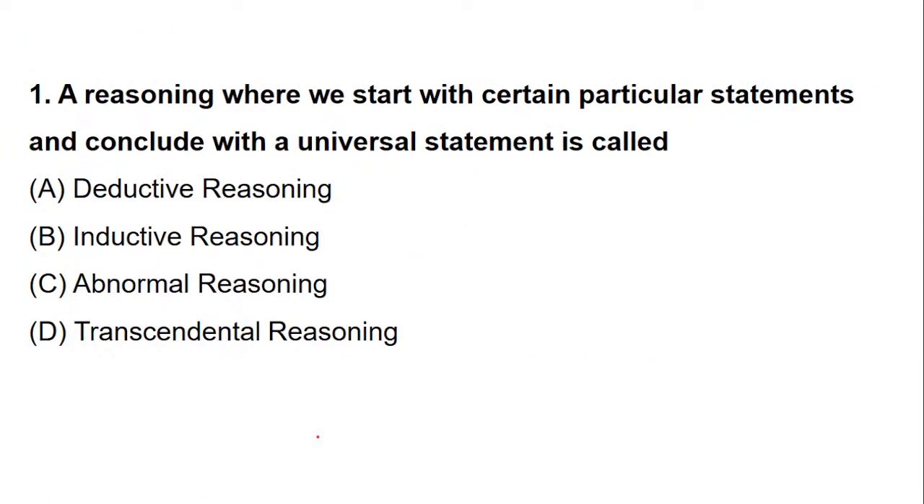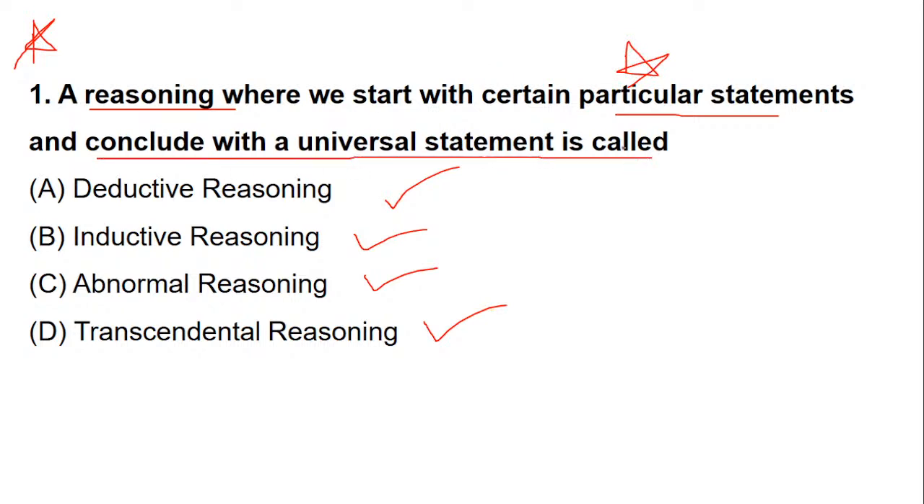So let's start with the first concept, that is reasoning. They have a reasoning question where we start with a particular statement and we conclude with a universal statement. Many times, this type of question is seen. So whether it is called deductive, inductive, abnormal or transcendental reasoning. What type of reasoning will be termed as starting with a particular statement and concluding with a universal statement? I don't want to give more explanation here because that will give a hint to the question. I want you to try on your own and then we will discuss.